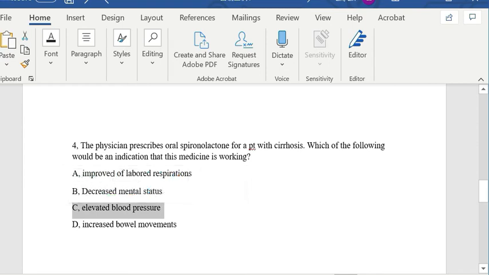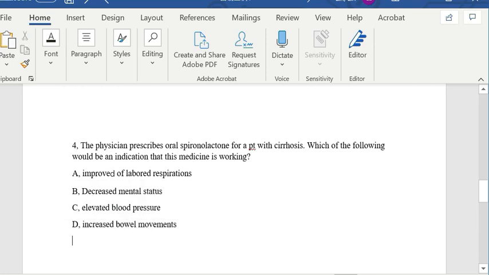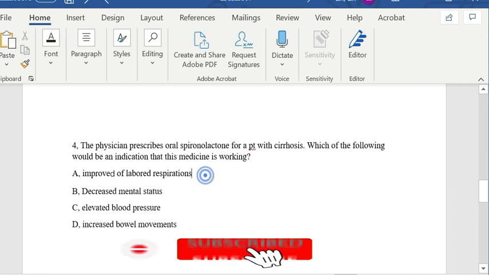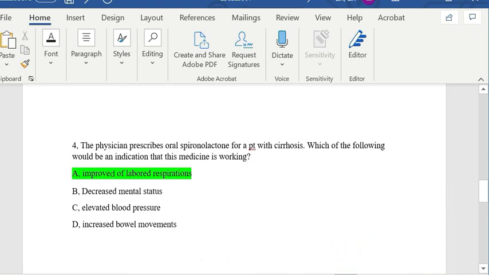Let's see D, improved bowel movements, and then B, decreased mental status. They're all talking about lactulose. They're not talking about this Aldactone. So A is the correct answer. Why is that? Because cirrhosis patients have ascites, the big belly. So all of that fluid pushes the diaphragm, and it will compromise the patient's respirations.